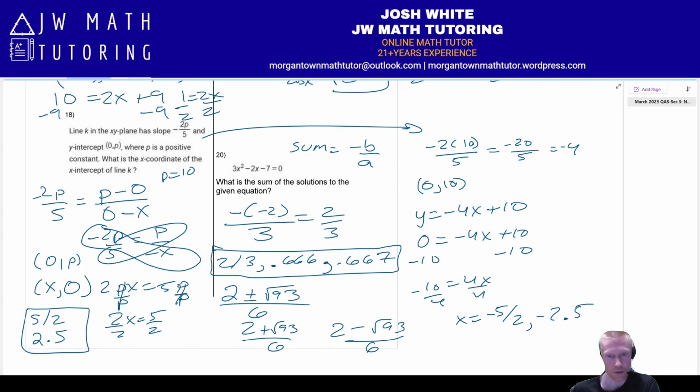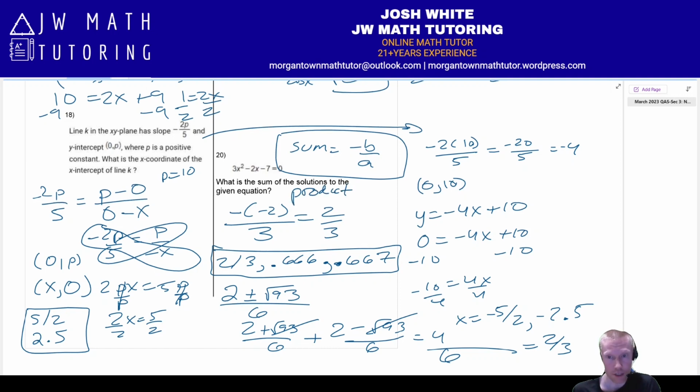So the question says, what's the sum of these solutions? Well, if you add these together, notice what happens is the 2 plus 2 gives you 4, with the same denominator, but root 93 plus negative root 93 cancels out. So you get 4 over 6, which is just 2/3, or 0.666 or 0.667. So you could technically solve it that way, but it's just so much easier to memorize this formula. Just like there's also the formula for the product of the solutions, which is C over A.